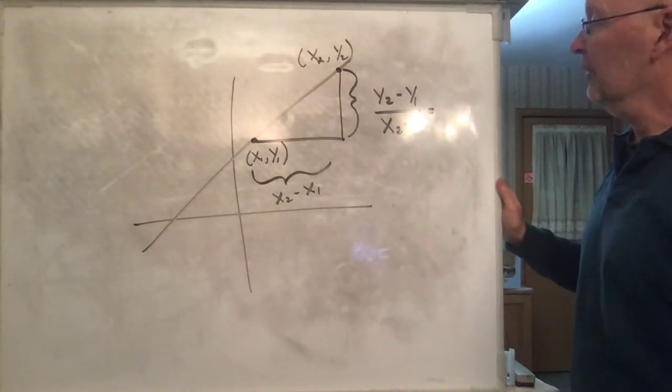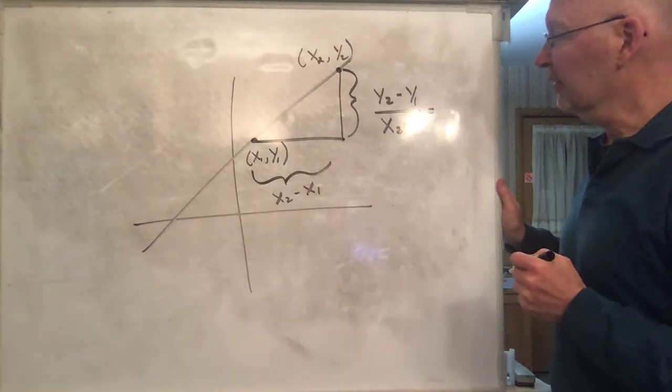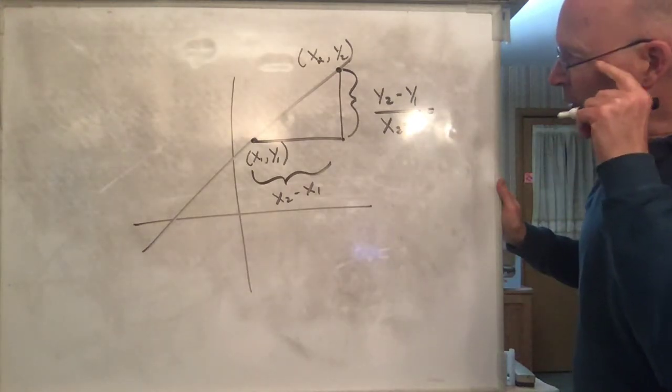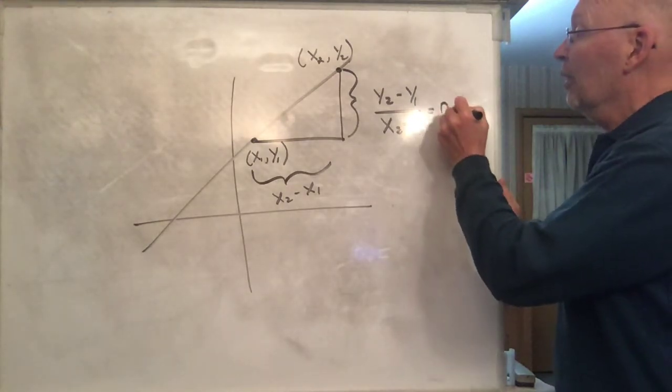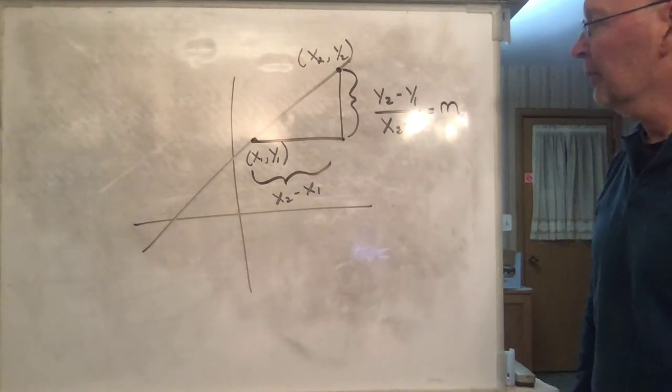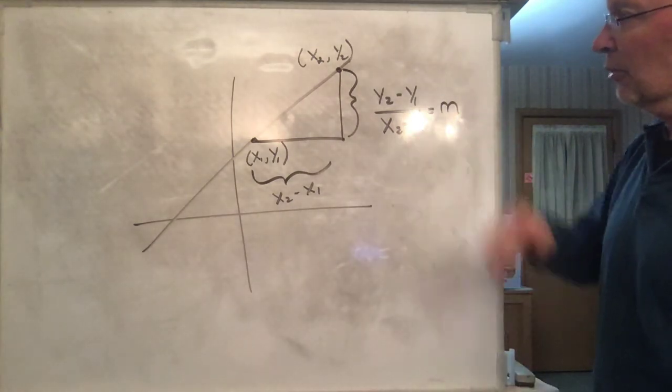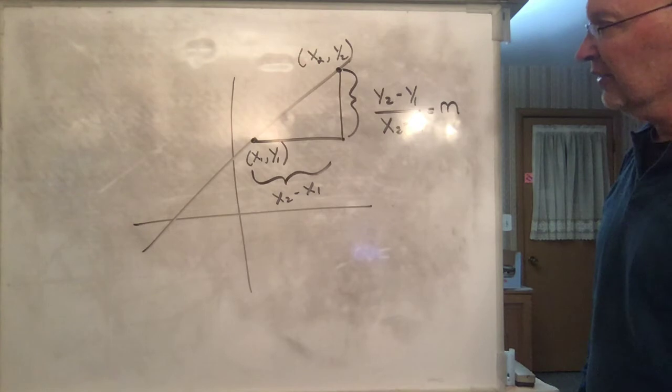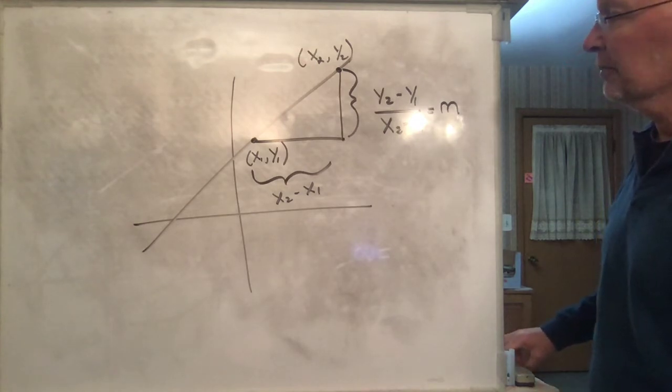And for whatever reason, I remember my calculus teacher said it's maybe because the word slope has an m in it, but we often use the letter m to indicate the slope of a line. So that's the slope. That's all there is to it.